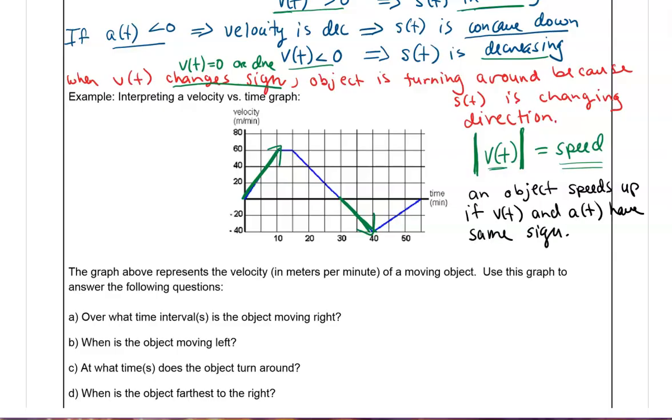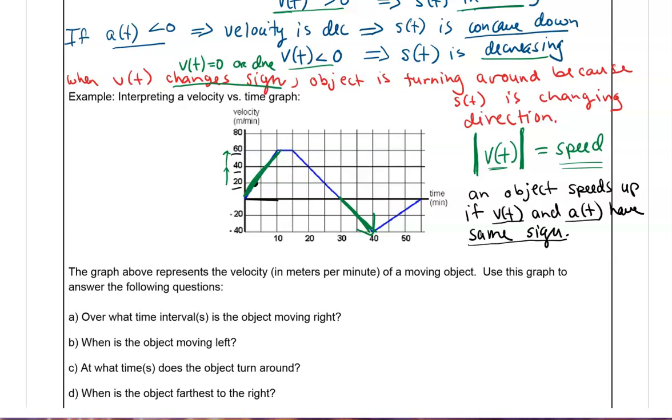Here is an example of that, because these y values of velocity are positive: 20, 40, 60. The slope is also positive. It went up 60 over 10, so it's a slope of positive 6. That would be a situation where velocity and acceleration have the same sign, which is causing these velocity values to increase, which means our speed is increasing from 20 meters per minute to 40 meters per minute to 60 meters per minute.